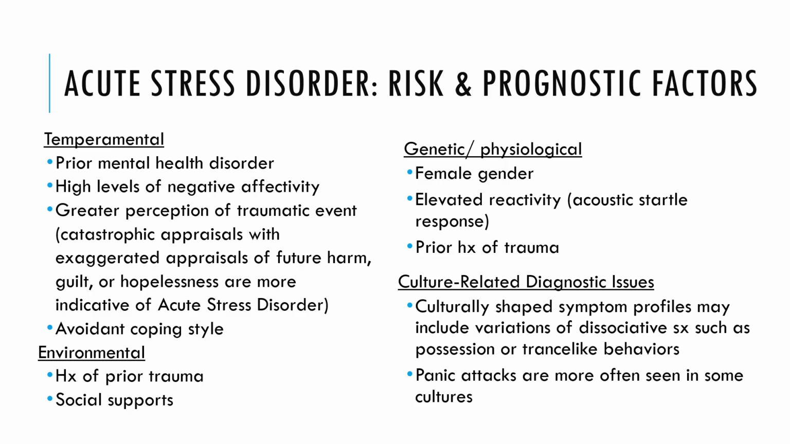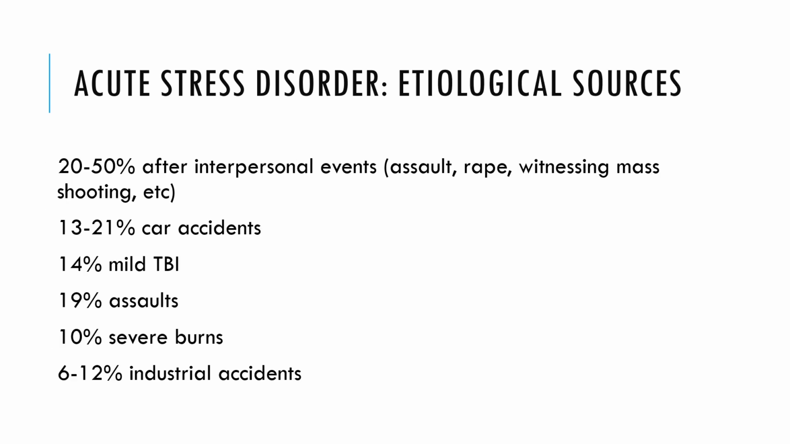Culture-related diagnostic issues. Culturally shaped symptom profiles may include variations of dissociative symptoms such as possession or trance-like behaviors. Panic attacks are more often seen in some cultures. Then the etiology sources for ASD: 20 to 50% after interpersonal events, assault, rape, witnessing a mass shooting, etc. 13 to 21% from car accidents. 14% from mild TBI, 19% from assaults, 10% from severe burns, and 6 to 12% from industrial accidents.